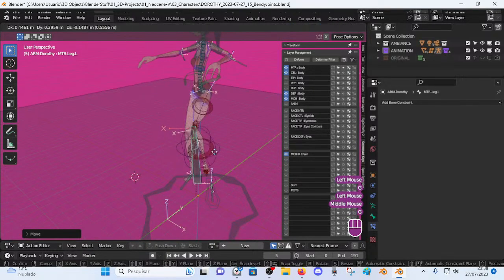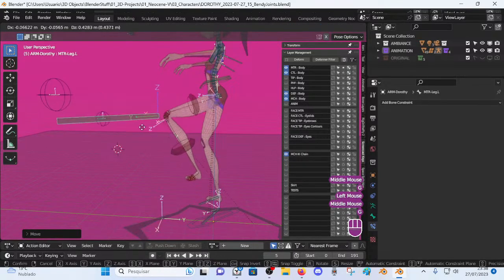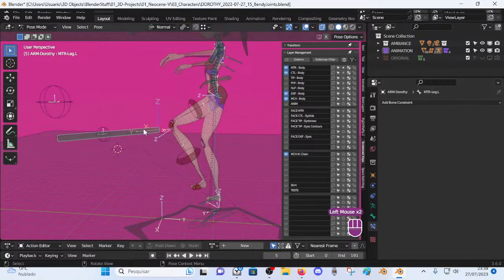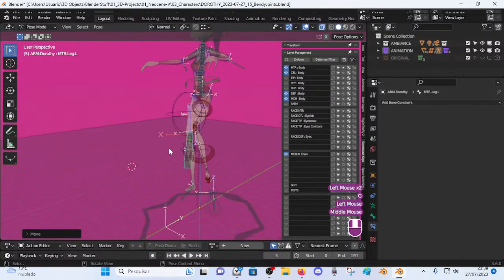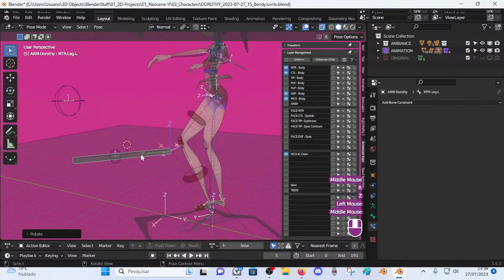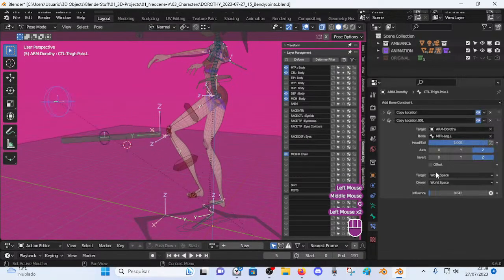For some reason it should copy. It's not copying as I would like to. Okay, this is fine, but the vertical, it's because of world space stuff probably.